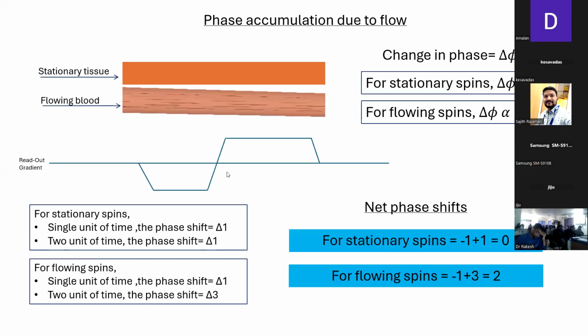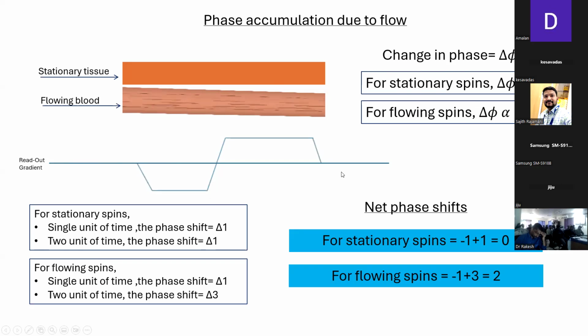Now, what happens to the phase if there is flow? Let's see that. For example, we have two tissues here. One is stationary tissue and the other one is tissue with flowing blood. If we apply our gradient, the phase will change, and we can represent the change in phase by delta phi.